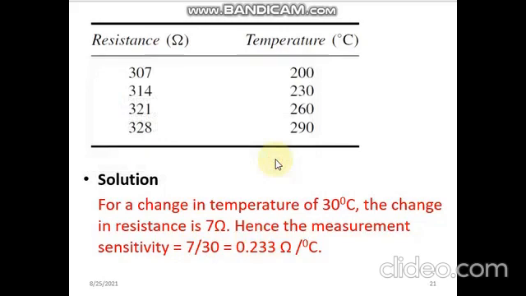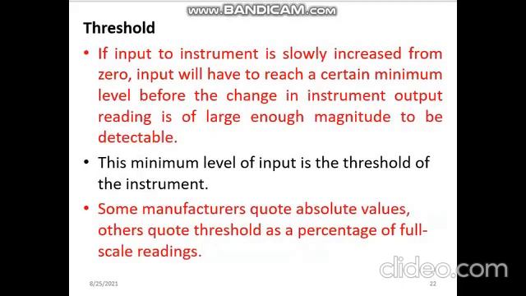So we have 0.233 ohm per degree Celsius. This is the sensitivity. Now, the next thing is the threshold. The threshold of any measurement instrument is the minimum value it can detect and give a corresponding output. Whenever you put any value below the threshold, that measurement instrument cannot detect it and it cannot show any deflection or reading.